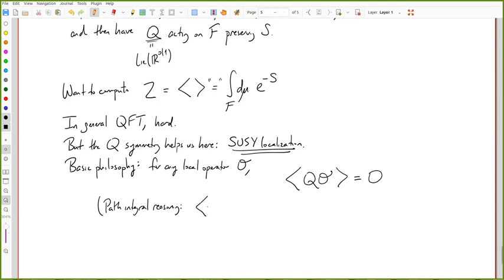Well, what is the expectation value of QO, right? So what does that mean? By definition, it means that I have to do the path integral with this QO inserted. So I integrate over the space of fields QO.